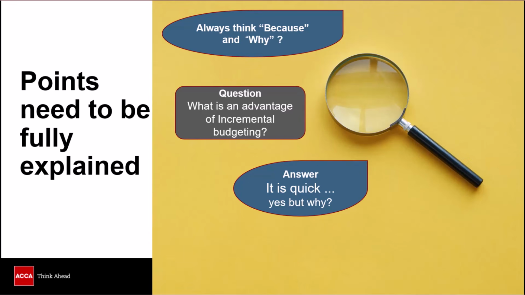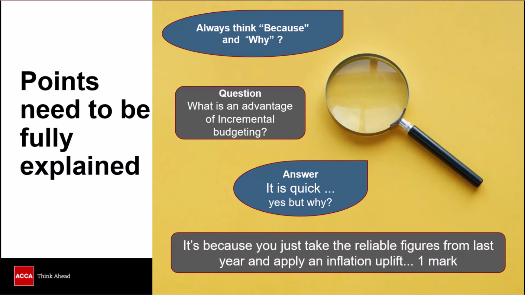We need to know why it is quick. The examining team need to know that you understand that statement. And it's because you take the reliable figures from last year and apply an inflation uplift. 1 mark. That's why it is quick. Hopefully you can see the difference in those answers. There are no half marks for the written sections.